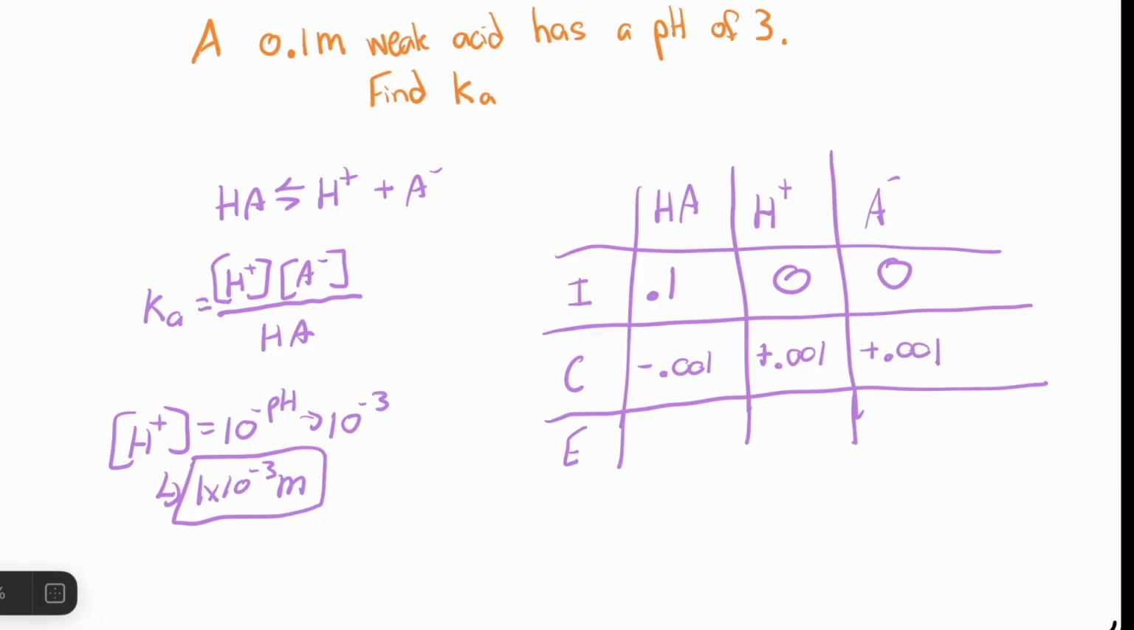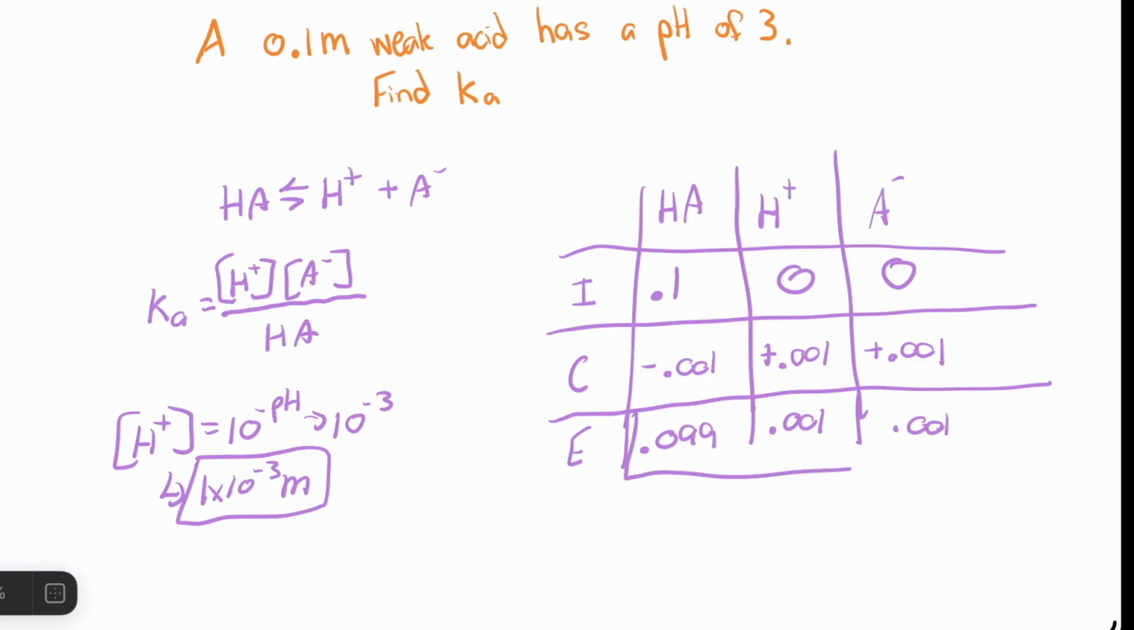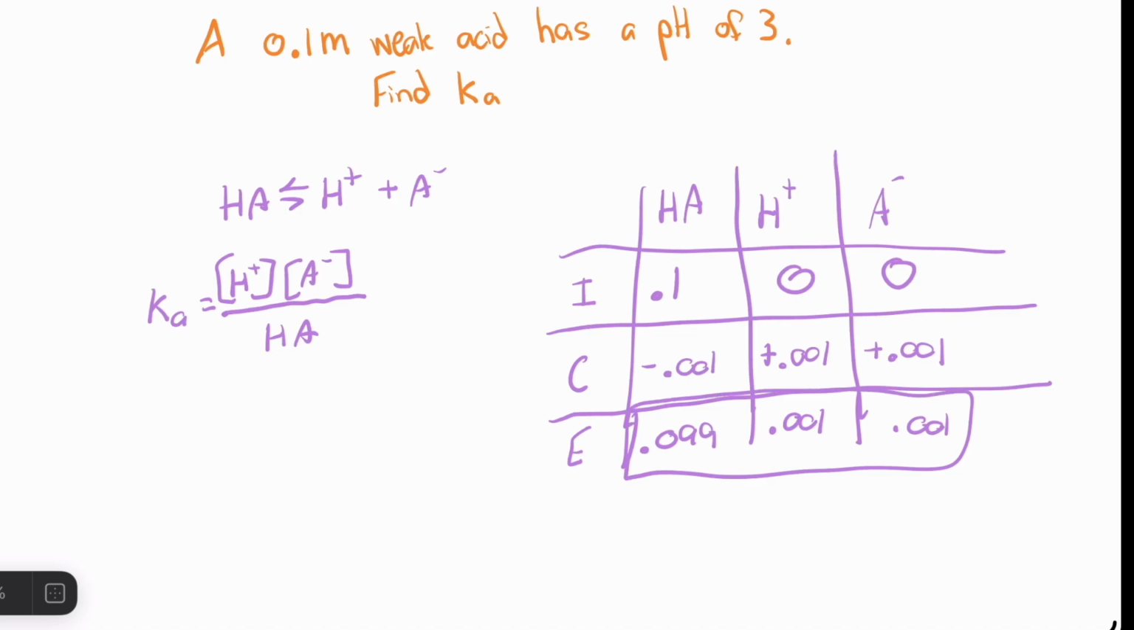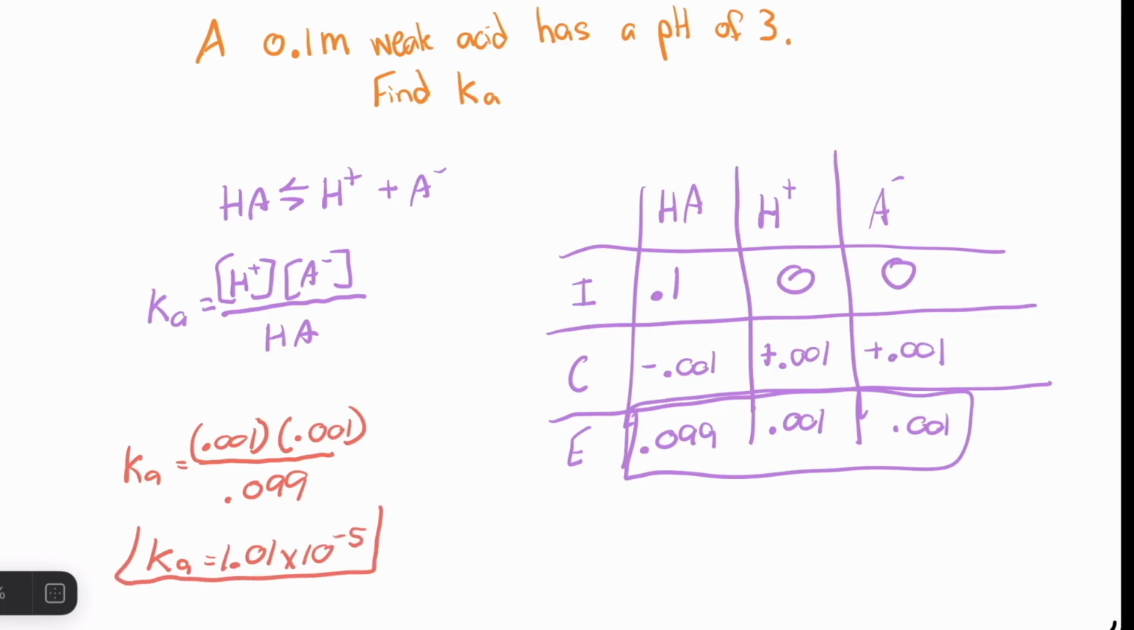Our equilibrium now is going to be 0.099 of our HA, 0.001 of our H plus, and 0.001 of our A minus. Now we can plug these three values into our Ka equation. So we have our Ka is equal to our H plus concentration, which we know is 0.001, multiplied by our A minus concentration, which is also 0.001, and it's going to be divided by our acid concentration, which at equilibrium is 0.099. When we do this math, we get a Ka value of 1.01 times 10 to the negative fifth, and this is not going to get a unit.